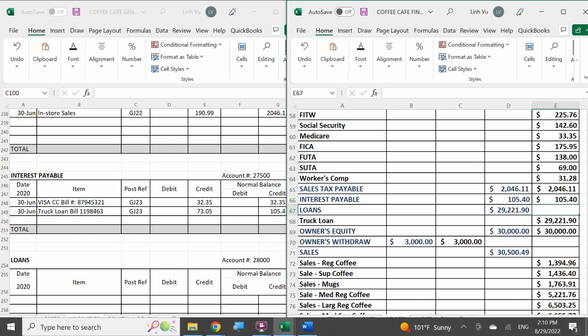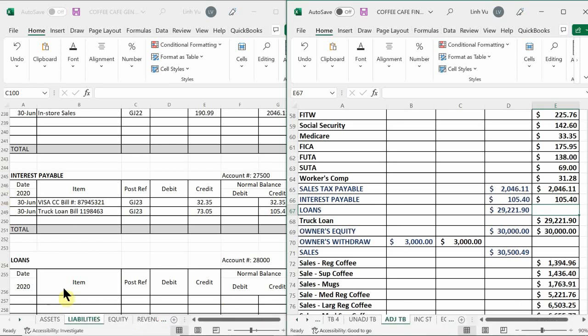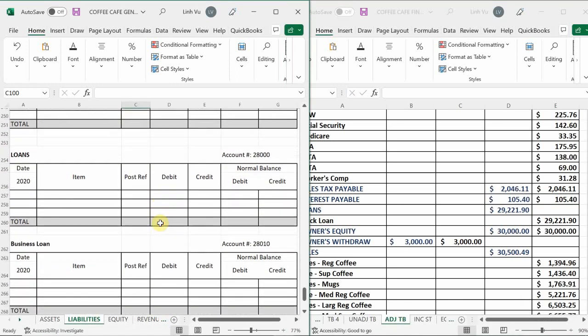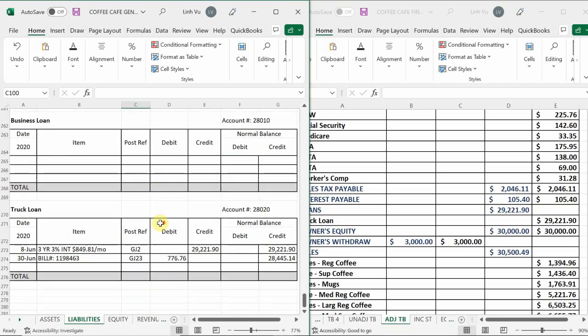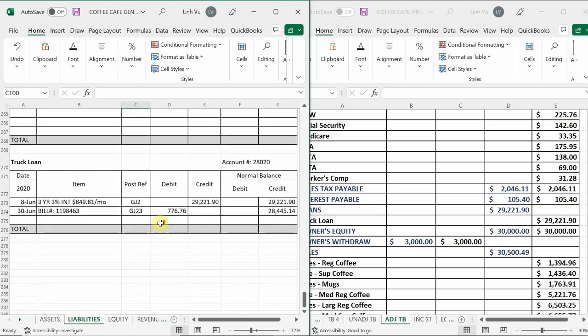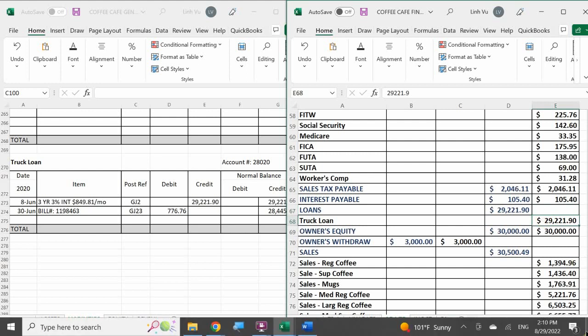Okay. 105 and 40 cents. And then for my loans, okay, I have a business loan, nothing there, and then my truck loan. I received a bill. So what did I do with this $776.76? I end up transferring it to my accounts payable. So in this case, my loan has now decreased to $28,445.14. Okay, so it's no longer this $29.